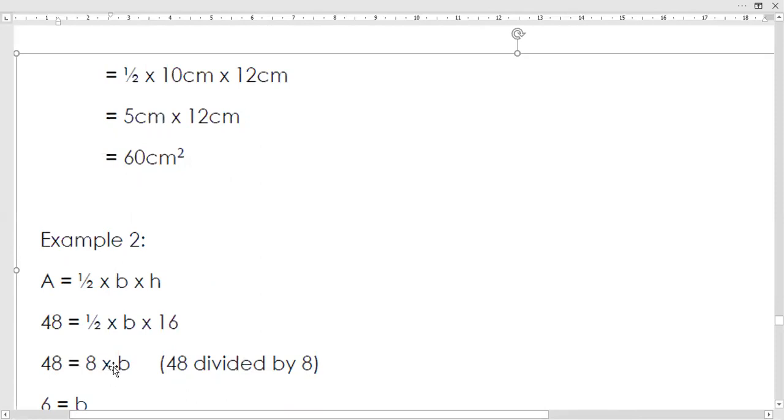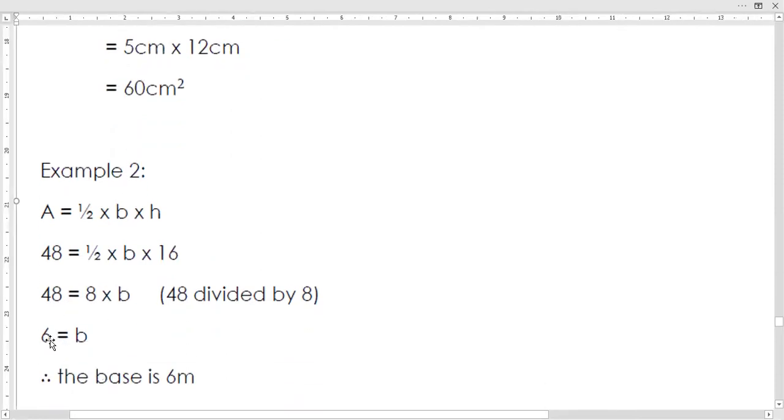Okay, so what we do to get rid of this is we're dividing by 8 to get rid of this 8. But what we do to this side, we do to this side. Right. So we're going to get 48 divided by 8, which is 6. So my base is 6 meters. You have to say meters. Don't say meters squared because we are looking for the base, not the area.